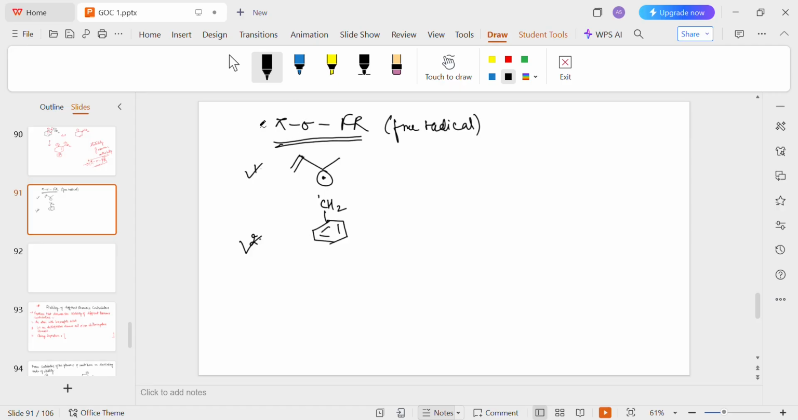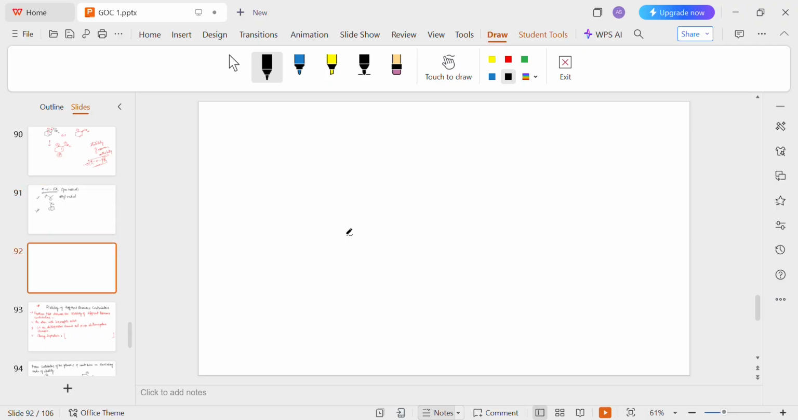Okay, so this is the allyl radical. The first one is the allyl radical. Let us see how this is conjugated. This is a pi bond. Here we have a sigma bond, and this is the free radical that we have. Now we are supposed to make the different resonance contributors of this radical.